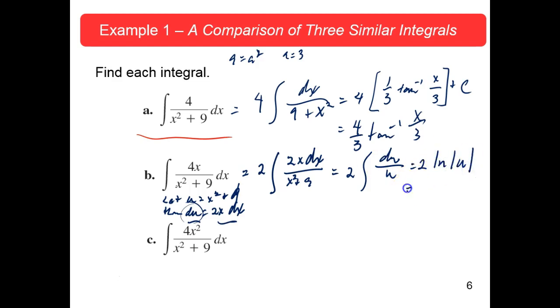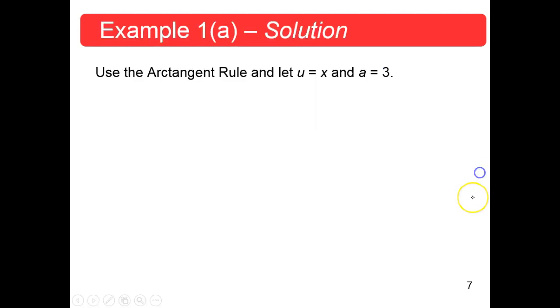And now go back and plug in what u is, and that is 2 times the natural log of x squared plus 9, right? That's what u is. What did I leave off? Okay, of course it's got a plus c. Only I'd probably do a log c, but not now. But what did I leave off from the previous line?